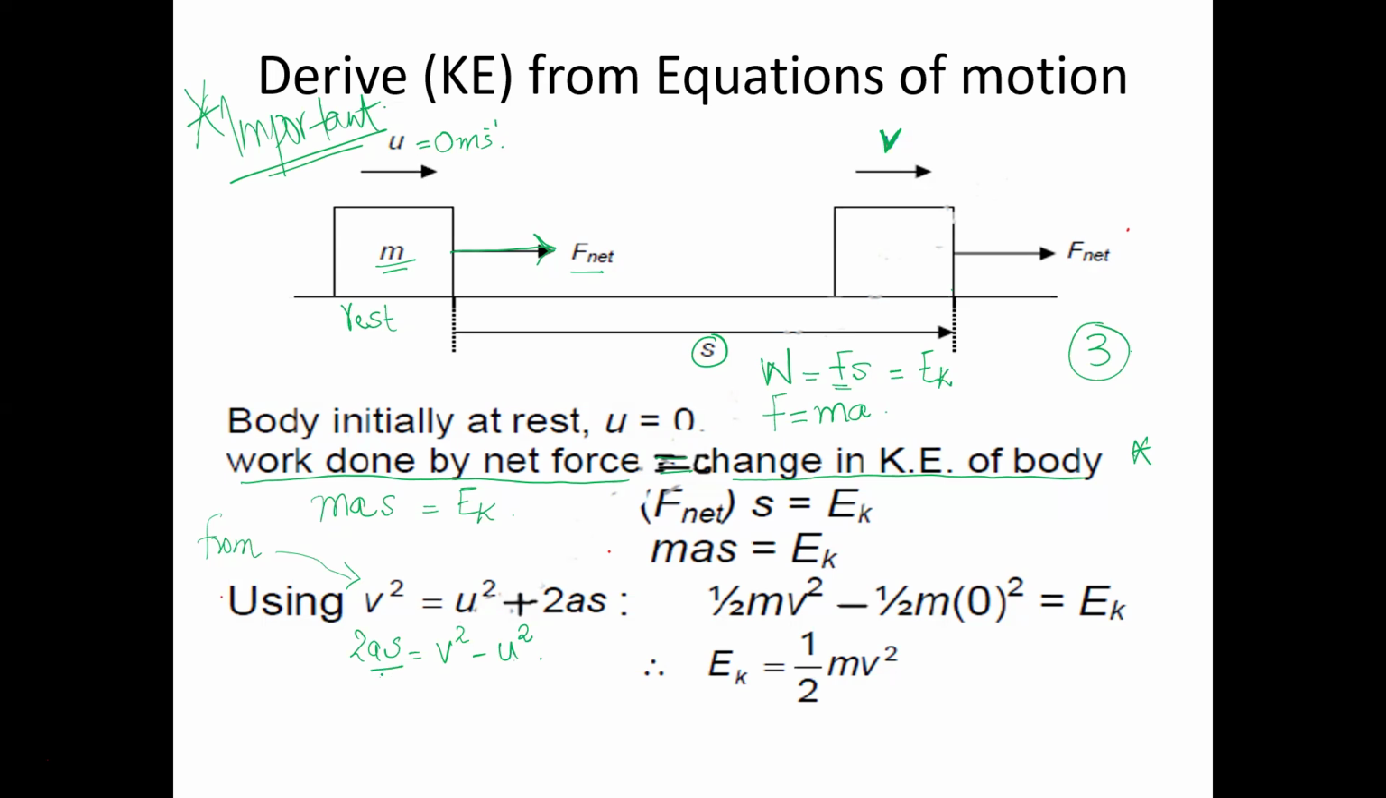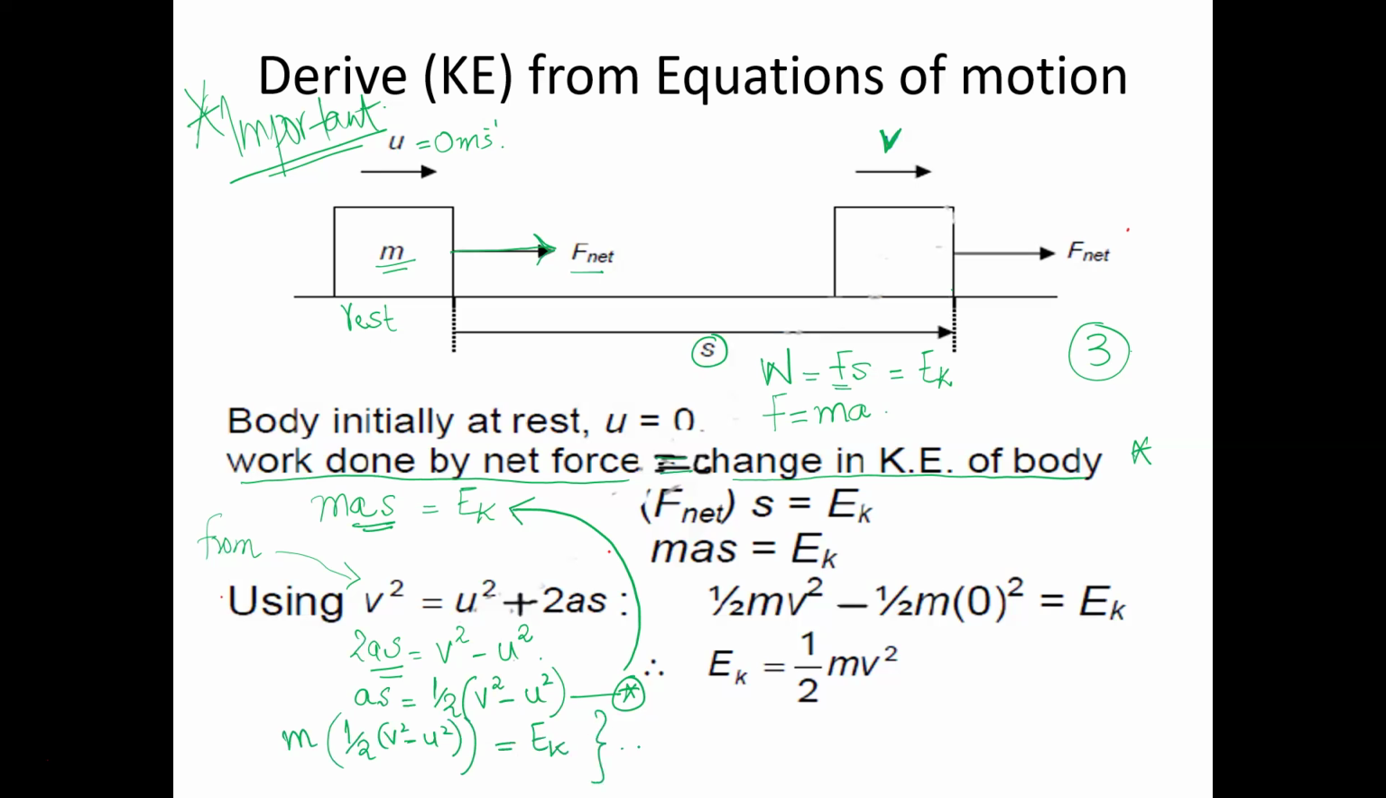और अगर मैंने as को subject बनाना है, what I will be doing, as is equal to 1 by 2 into v square minus u square. तो ये मेरे पास एक रिलेशन बन गया for as. So now I will replace this as in this relation. Instead of as, I will write mass, and it becomes 1 by 2 m into v square minus u square, and this will be equal to kinetic energy.